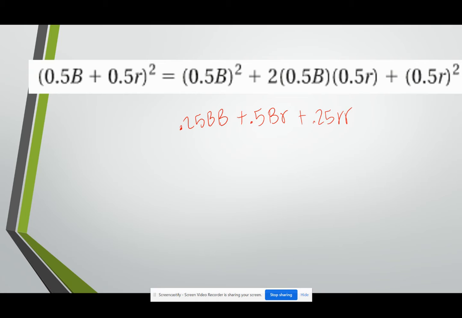If we look, we know that if it has at least one capital B, it is a black collie. So this would be it, and this would be it. If we add up the numbers in front of it, that gives us 0.75, which is their 75%. So that's how we would do a problem like that. I gave you one on the homework, so if you could replicate that, that would be great.